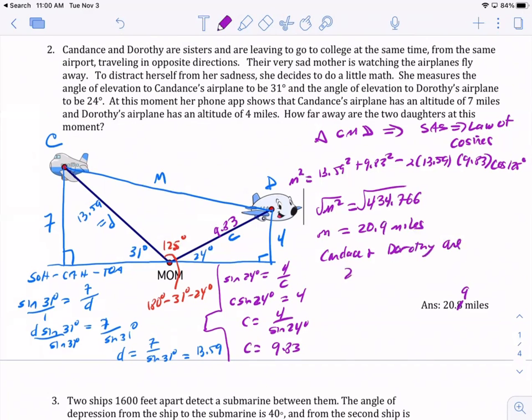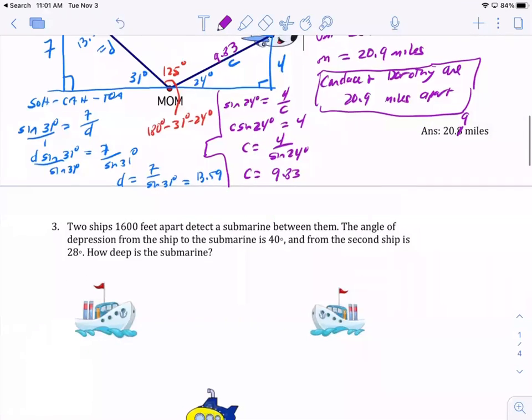Wait, you got, yeah, okay, I got the same thing. Yeah, so it might be slightly different if you rounded. I didn't round. I just took all those values from the sine law of SOHCAHTOA portions. Okay, how's everyone feeling about those? Good. Good? Okay. All right, let's go on to the next one.